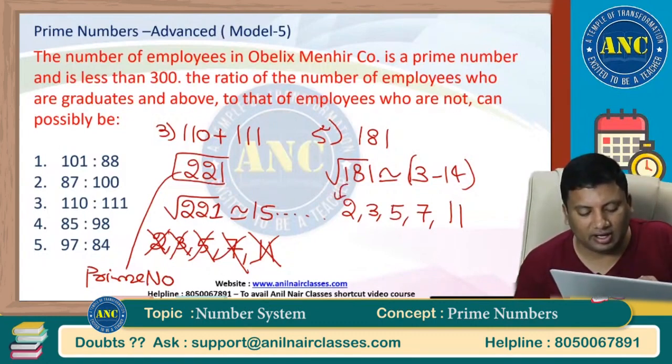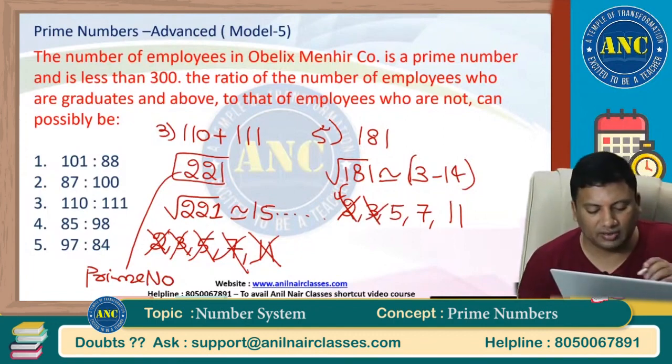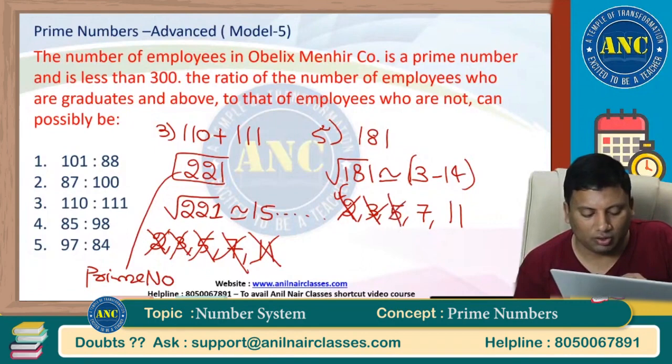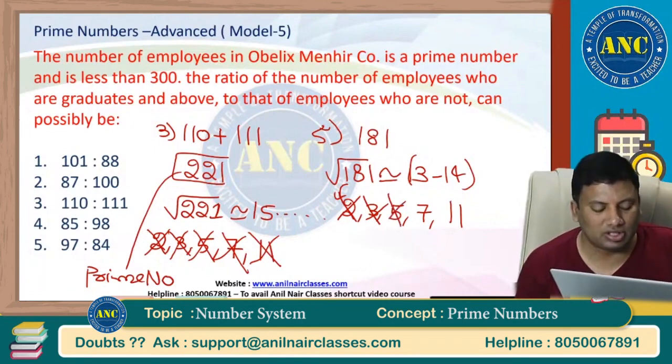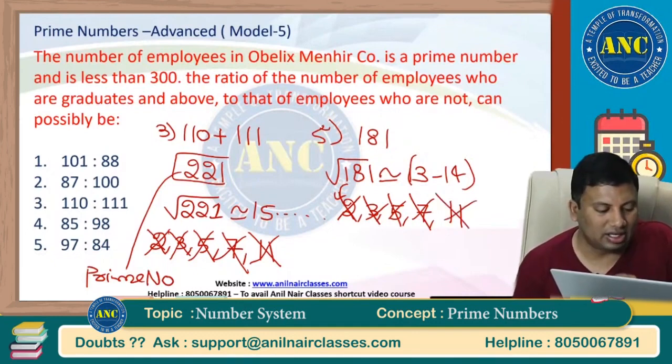Is 181 divisible by 2? No. Is 181 divisible by 3? No. By 5? No. By 7? 7 twos are 14, remainder 41, no. By 11? 2 minus 8, no.